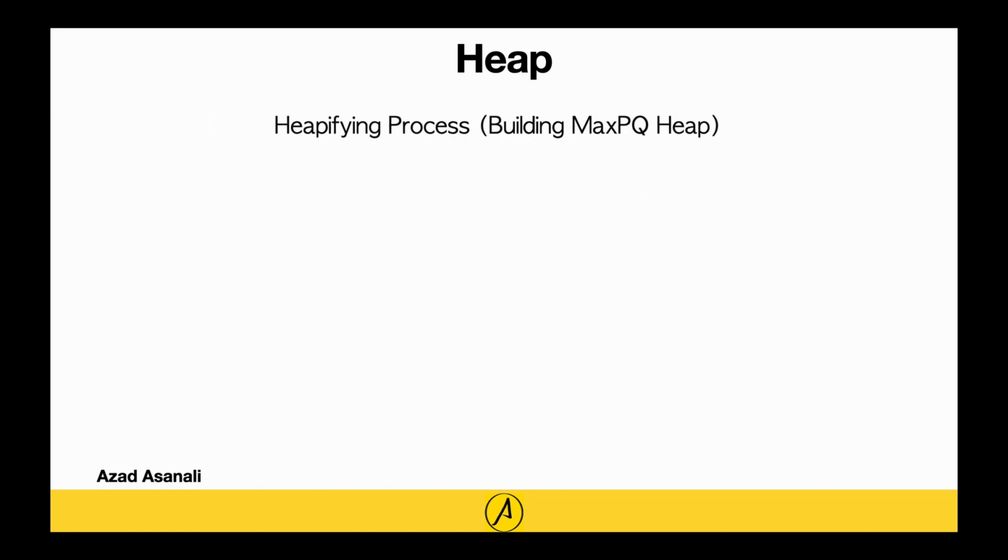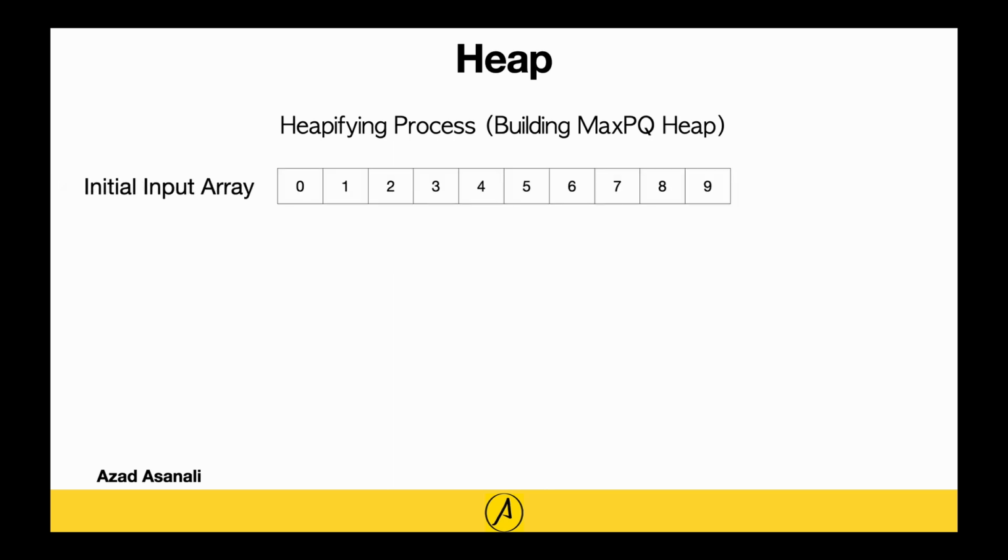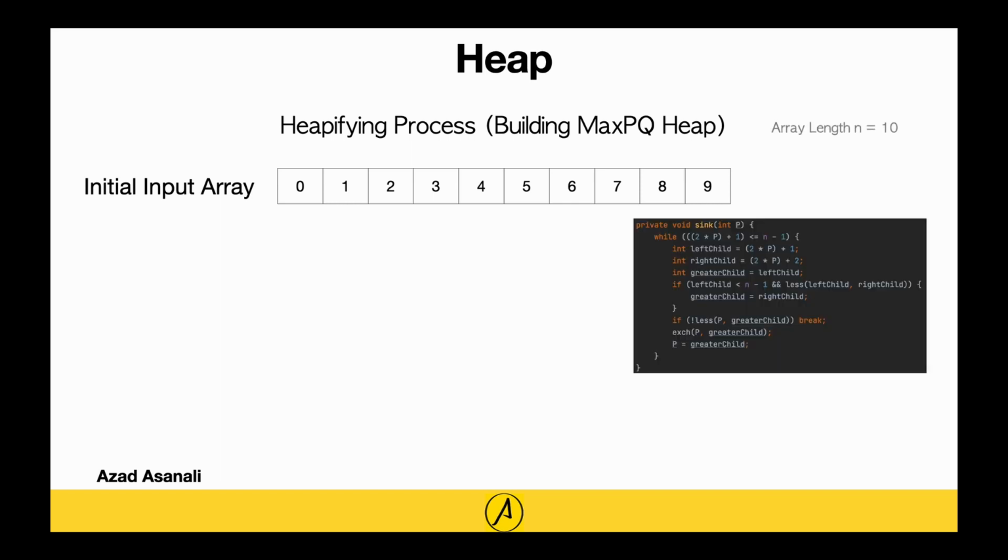So let's go to the heapifying process. Initially we have an array which is of increasing order from 0 to 9. So the 0th index will be 0 and the 9th index will be 9. So the total length of the array is 10. So we are going to apply this sink property. For applying the sink property, we will go from the middle of the input array. So we will come from 5.